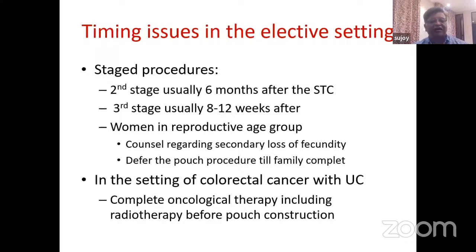In the setting of colorectal cancer, which was picked up in a colectomy specimen, it's important that you complete all the oncological therapy, like adjuvant therapy and the need for radiotherapy, before a pouch construction is done, because you cannot do radiotherapy after a pouch has been created, as the pouch doesn't tolerate radiotherapy. So these things have to be kept in mind when you have a patient who has developed malignancy in the setting of ulcerative colitis.